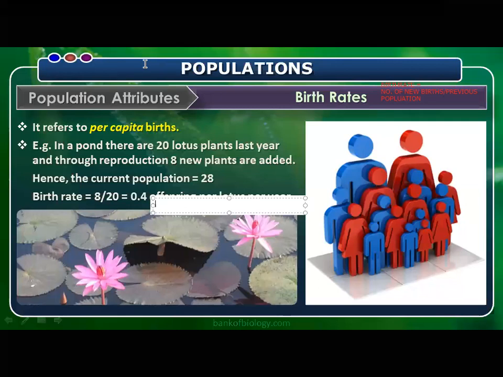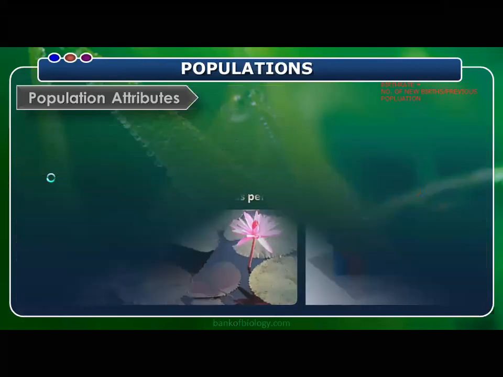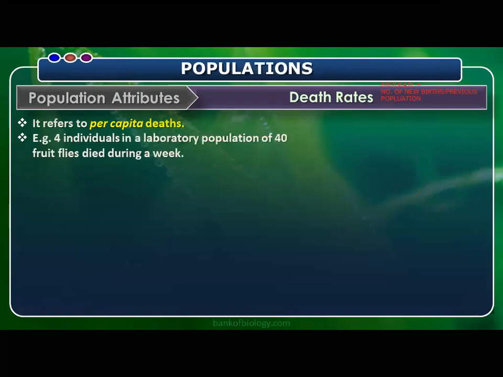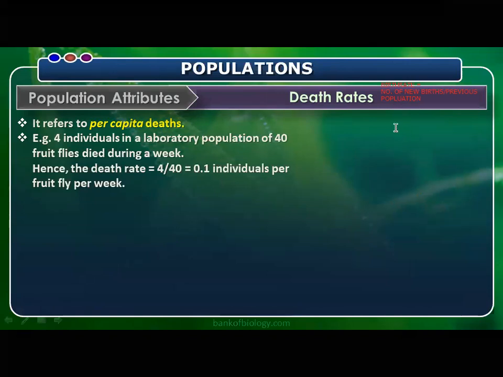Okay, next, moving on to death rates. Same again, per capita deaths: the total number of deaths in one particular year. The example here: 4 individuals in a laboratory population of 40 fruit flies died during a week. So the death rate is calculated as 4 by 40. Here again, after the deaths, we have 36, isn't it? But they didn't say it like this.